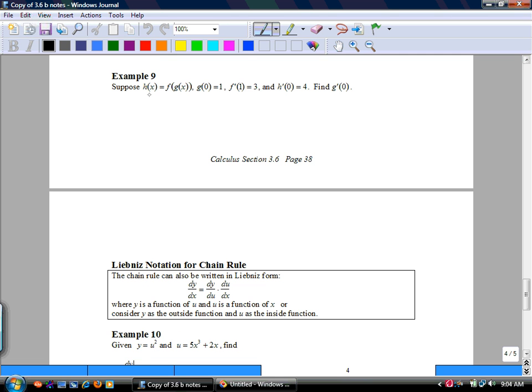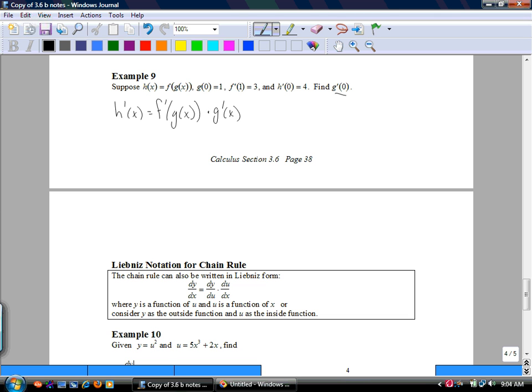Okay, so suppose h of x is f of g of x, and h prime of 0 is 4. So find g prime of 0. Oh, that's cool. I was like, this is going to be a traditional one. No, it's not. Cool. h prime of x equals f prime of g of x times g prime of x.